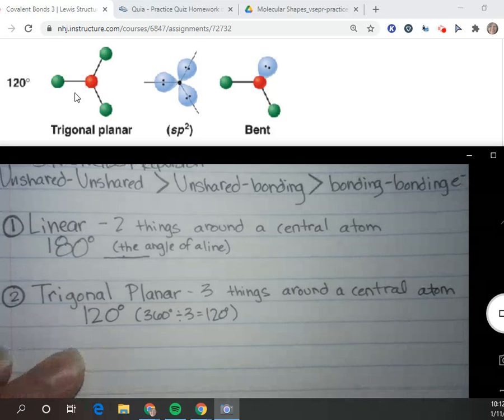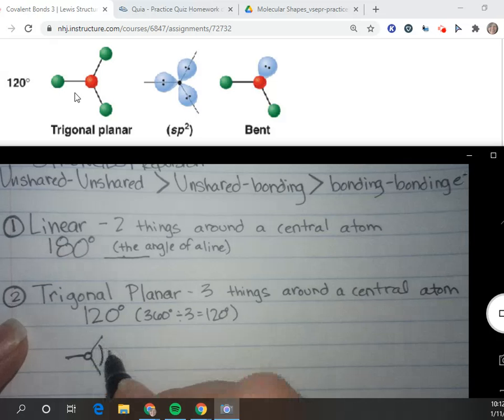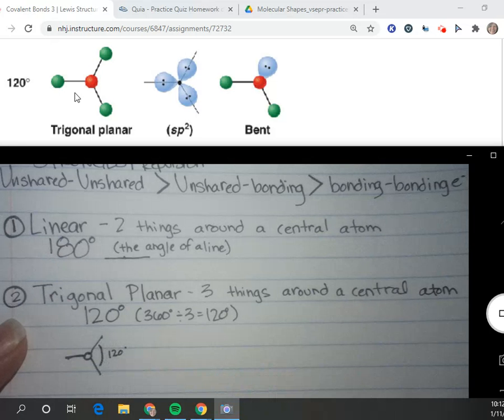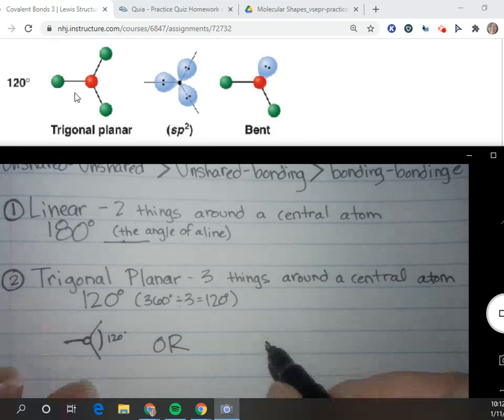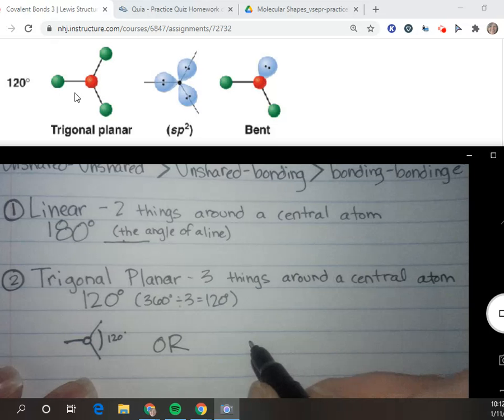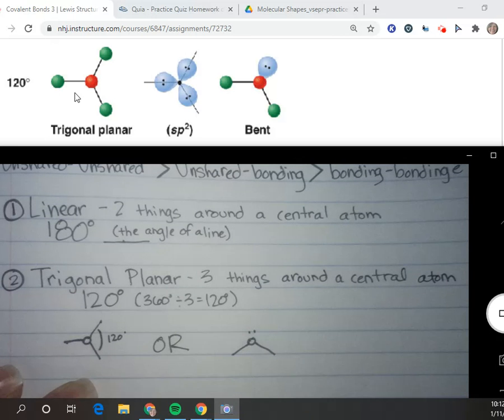So that one's a little more complicated. So let's draw a picture, all right? If I have my central atom, I'm going to have things pretty well evenly distributed. So this angle right here is 120. Okay. Or it just says things, right? We could also have our central atom right here. We could have 2 atoms off of it and an unshared pair.